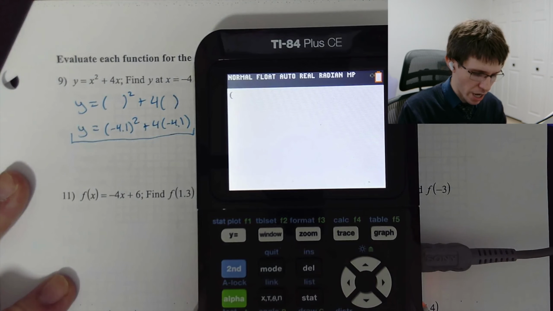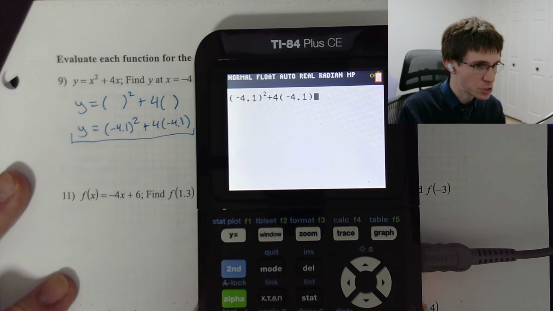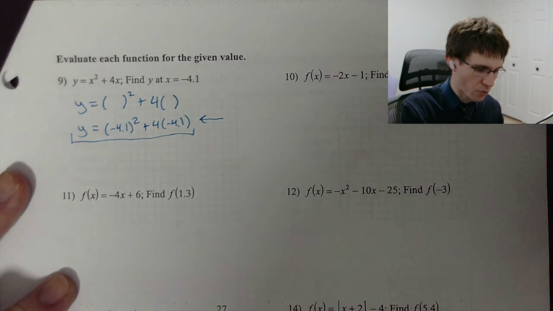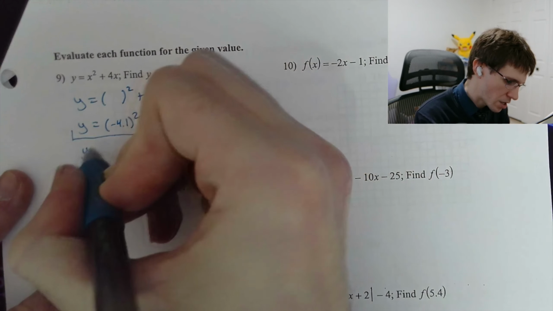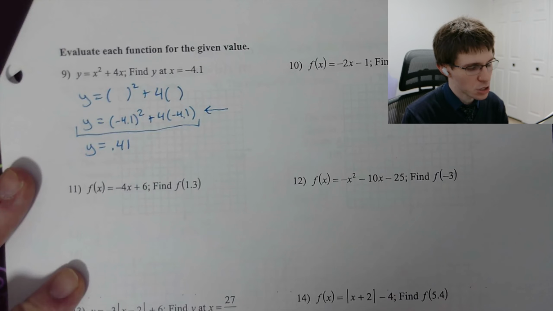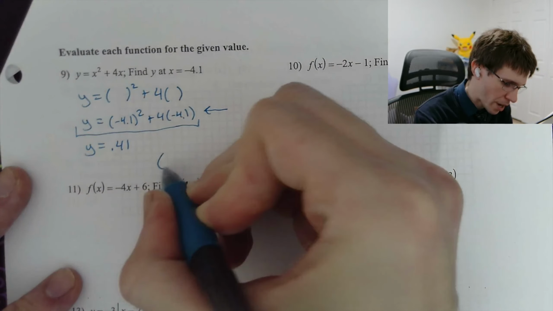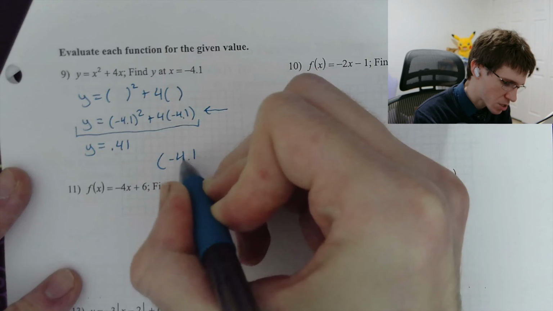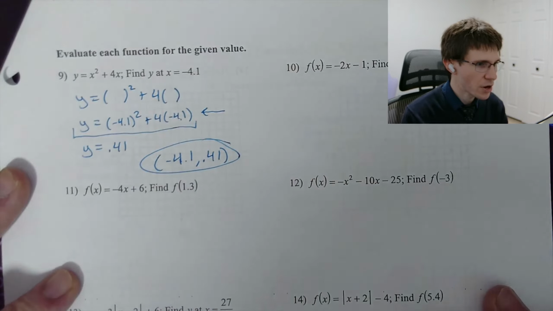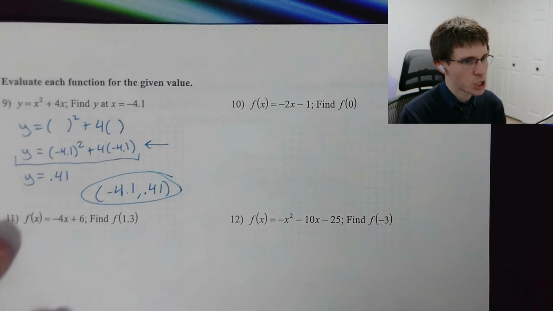So on this one, we're doing -4.1 in parentheses squared plus 4 multiplied by parentheses -4.1, and then you hit the enter button and boom, we get an answer of 0.41. So we'd say that y is equal to 0.41. For that final answer, you need to write it in a coordinate format. So -4.1 is your x and 0.41 is your y. And there you go. Let's check out the next one, question number 10.